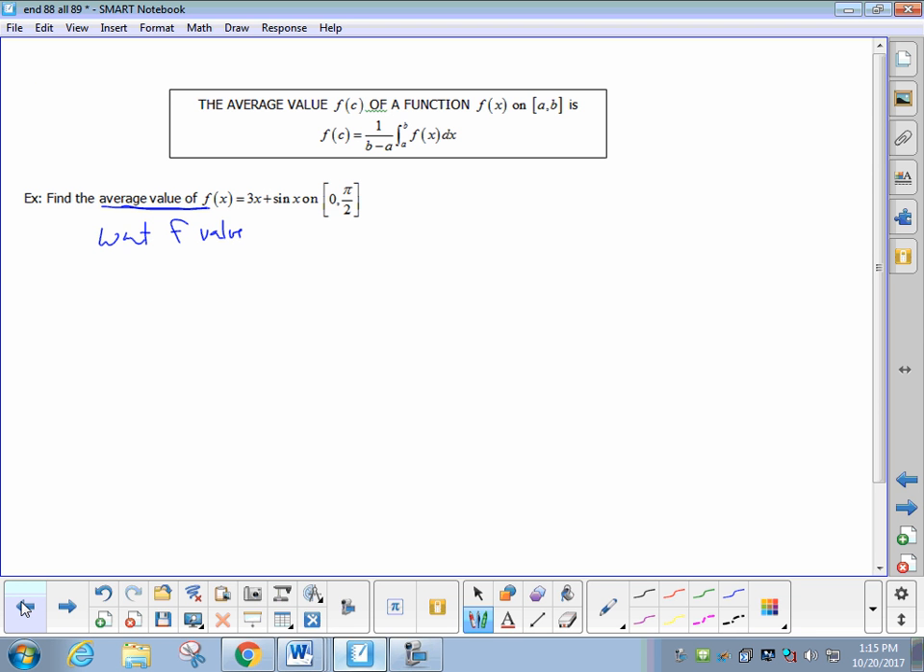So if I wanted the average value of the function, f at C, whatever that middle y value is, can be found by taking the area under the curve, the sum of all the f values on 0 to pi over 2, and dividing by how many x values? Pi over 2 minus 0. All right. So when I do that, I imagine I'll get something ugly, which is fine.